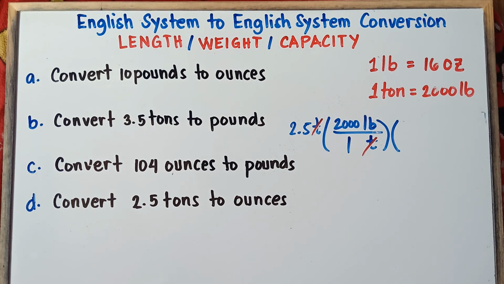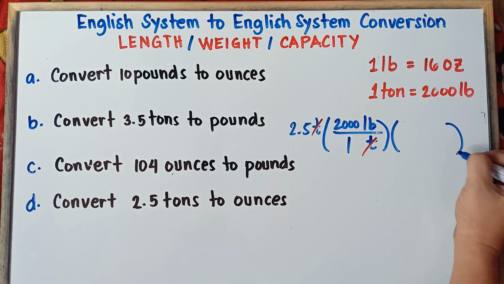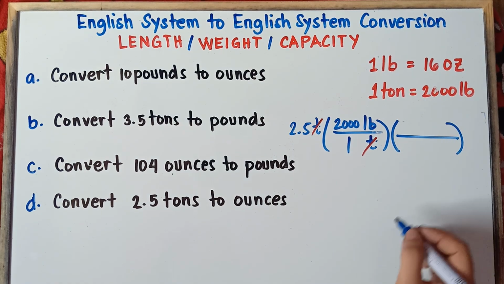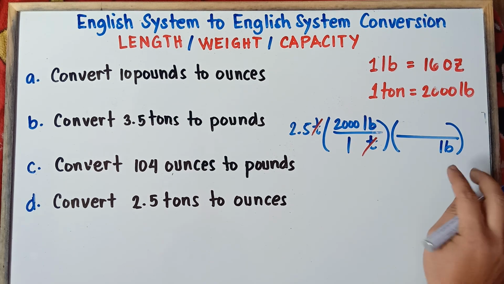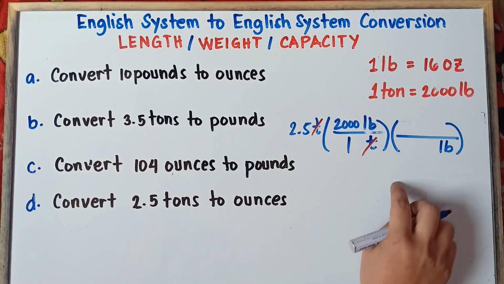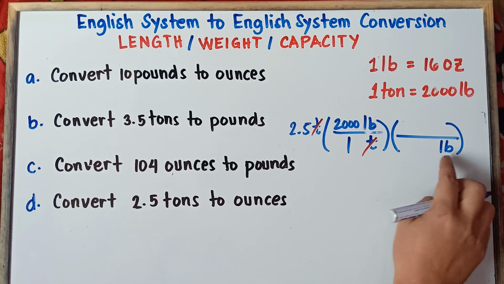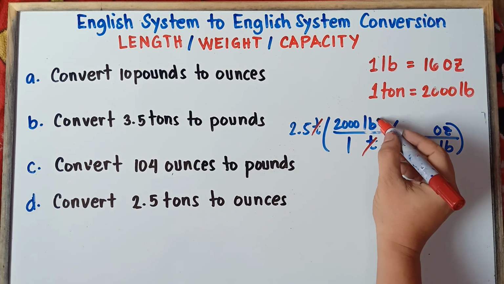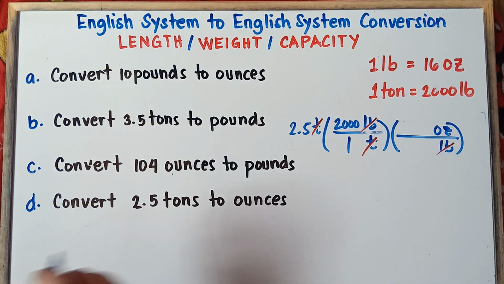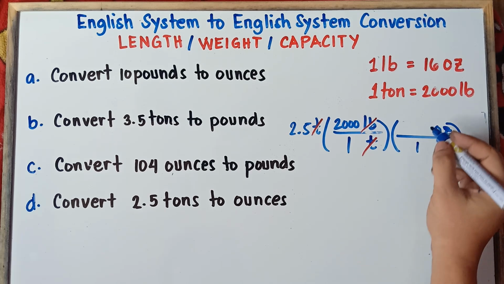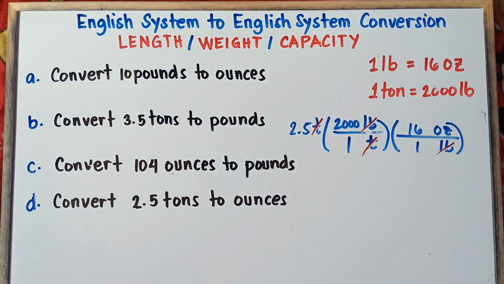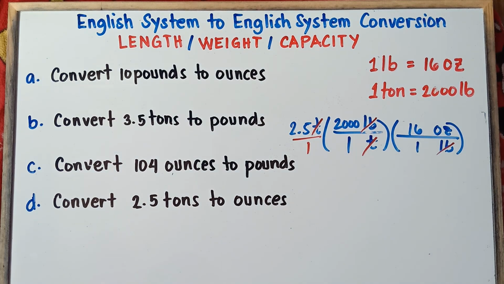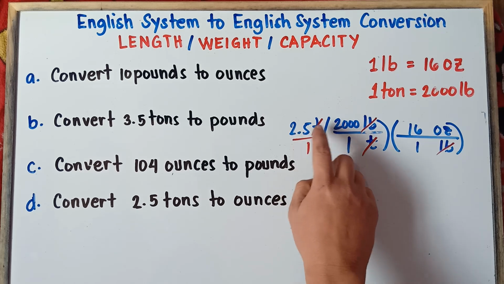We put another parenthesis because we need to convert pounds to ounces. So put another parenthesis. This is pounds for the units on the denominator so that we can cancel this out. And then we convert pounds into ounces. So this will be OZ. So cancel out the units. And 1 pound is equivalent to 16 ounces. Alright, and then we can put over 1 here for our given numerator, 2.5. So it will be 2.5 over 1.